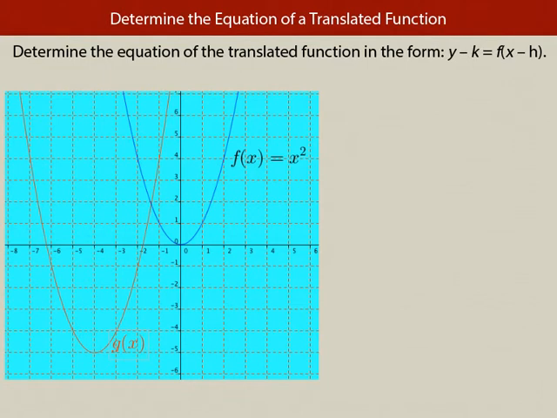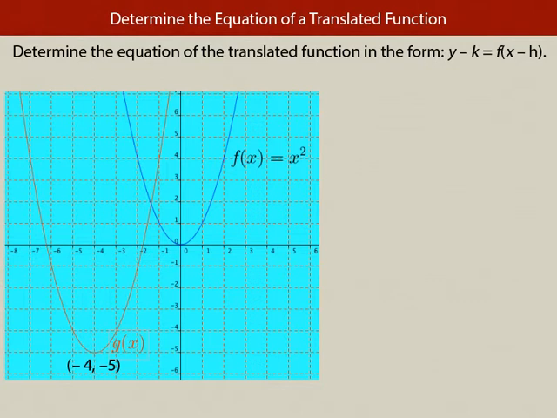Now we have the function f of x equals x squared, that's in blue, and we have to determine the equation of the function g of x, which is in red, and we want to put it in the form y minus k equals f of (x minus h). So let's look at the vertex of the original function. It's at (0, 0). And notice that the vertex of g of x is at (negative 4, negative 5).